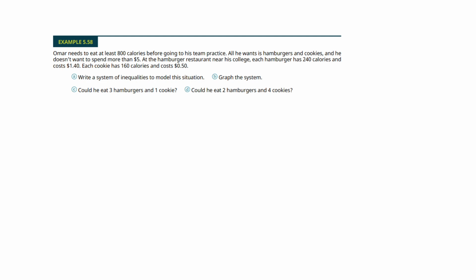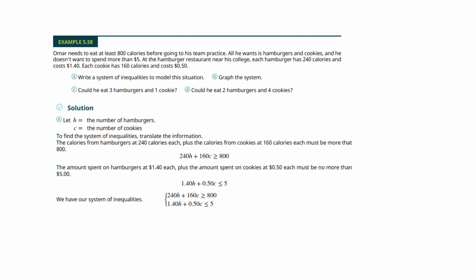Okay, so I think we've got the same thing, and hopefully they've got a nice pretty graph for us. So let's see what they've got here. All right, so we have our dictionary here. We've got the number of hamburgers and the number of cookies. And what do we got?